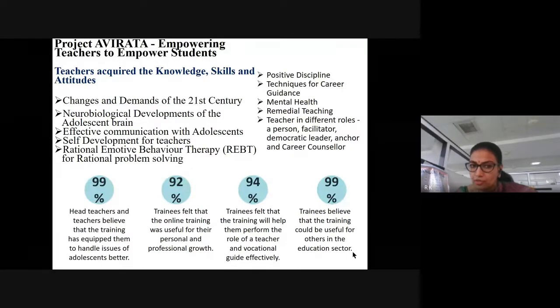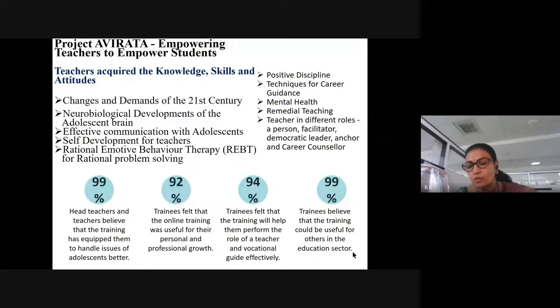They also look into the changes in the demands of the 21st century. They have done a lot of neurobiological work on how it works and how we need to talk to adolescent brains, and effective communication with adolescents, how it's going to happen and what the positive outcomes would be. Also, a lot of techniques on career guidance, how we can give it, how we can mold. And I just want you all to have a look at the statistics posted here.